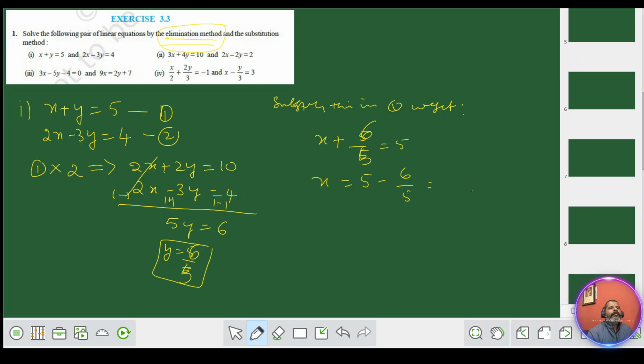6 by 5. 5 is the LCM. 5 times 5 is 25 minus 6. Therefore, x equal to 25 minus 6 is 19, right? 19 by 5. That is the value. How do we remember what to multiply? Your goal is to make the coefficient of either x the same in both the equations or either y the same in both the equations. Then add or subtract based on the signs of the x and y coefficients. Okay, we'll move to the next question.